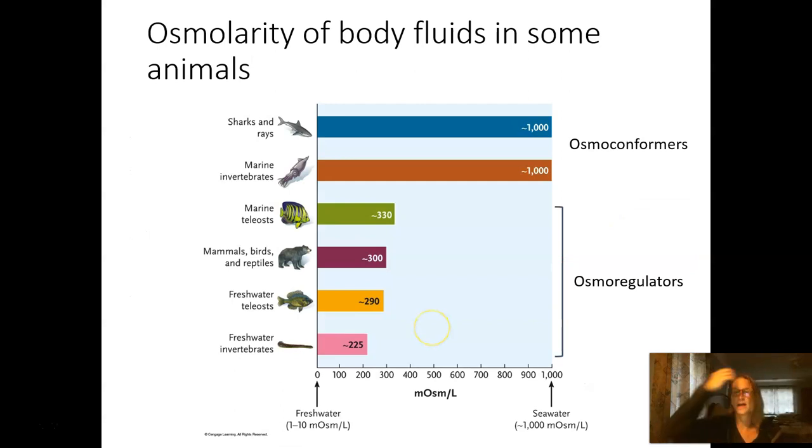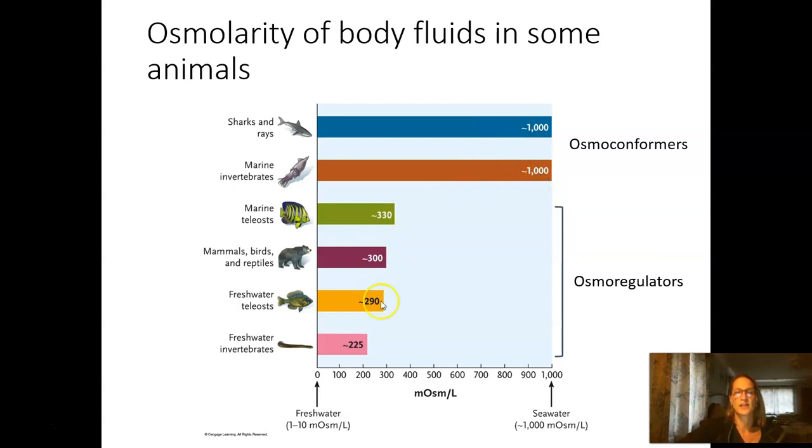Here's a figure of some different animals and what sorts of osmolarity their blood has. Sharks and rays and marine invertebrates are considered more or less osmoconformers. Their osmolarity is equal to that of seawater. You can see down here, seawater is around 1,000, and that's similar to sharks and rays.